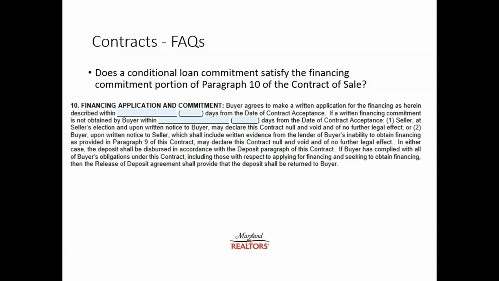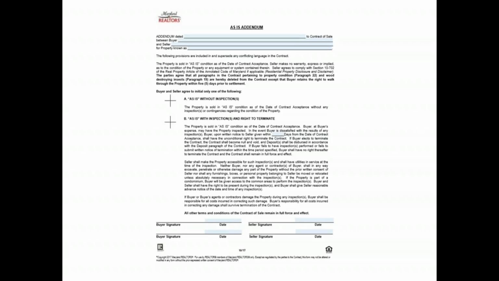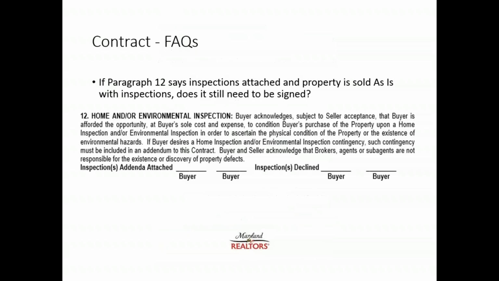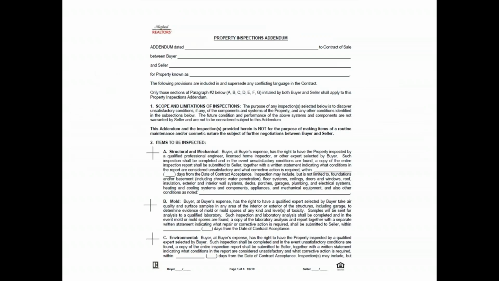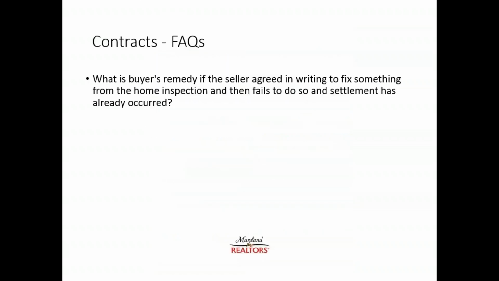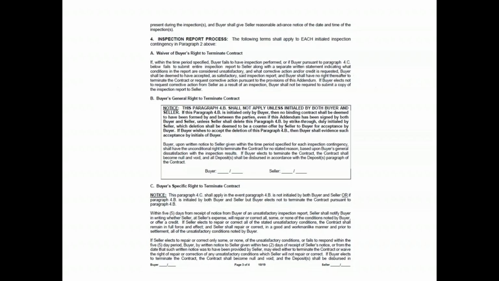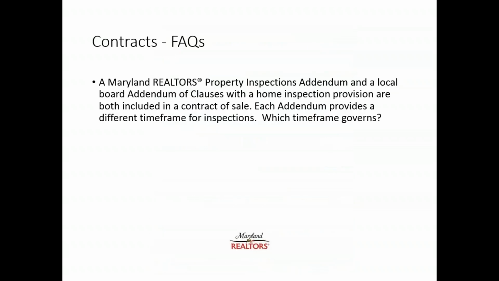I take you back to the as-is addendum. You'll see the language at the top there, it says the following provisions are included in and supersede any conflicting language in the contract. Well, if one of the addenda has some language like that in it, then perhaps you might be okay, but if it doesn't, then it's going to be difficult to determine which addendum is controlling.